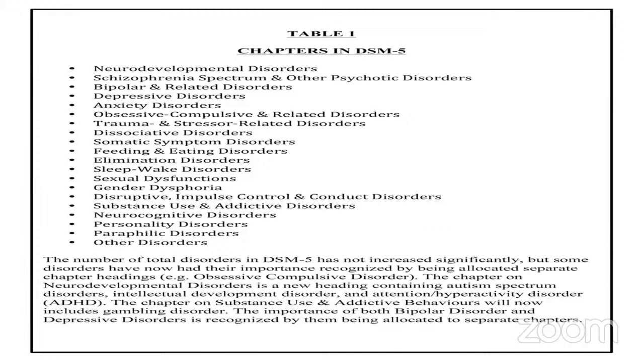Okay. So there are almost 20 chapters, as you can see on this slide. There are almost 20 chapters in DSM-5. Okay, and if you can read, you can read the names of the chapters. Under each chapter, their subcategories, sub-disorders are covered. So: neurodevelopmental disorders, schizophrenia spectrum and other psychotic disorders, bipolar and related disorders, depressive disorders, anxiety disorders, obsessive.